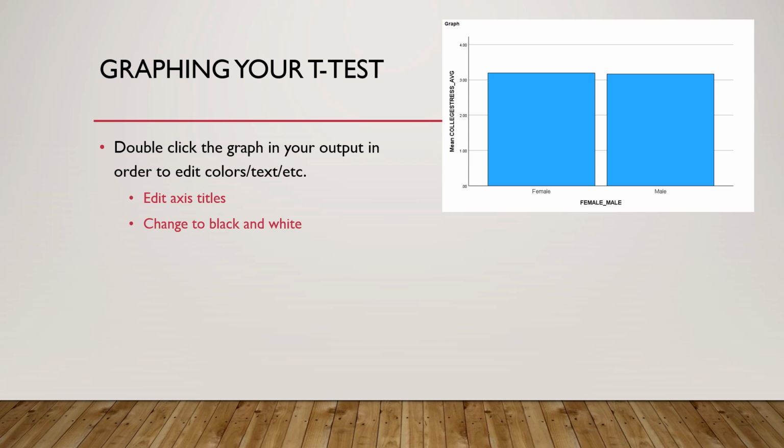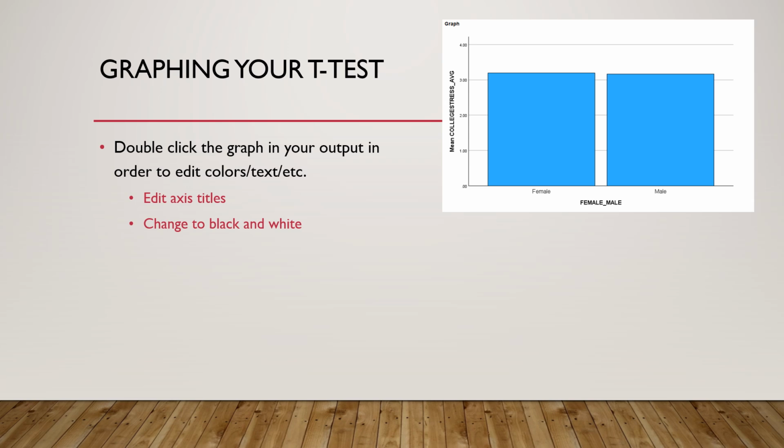So you're going to want to do things like edit the axis title. You can do this by clicking on the axis title once to select it, and then clicking it a second time to edit it. So I would change it to gender. And then you can change the mean college stress average again by clicking it once and then clicking it a second time. Important to note, it's not a double click. It is a click once to select and then click a second time to edit and change it to average college stress.